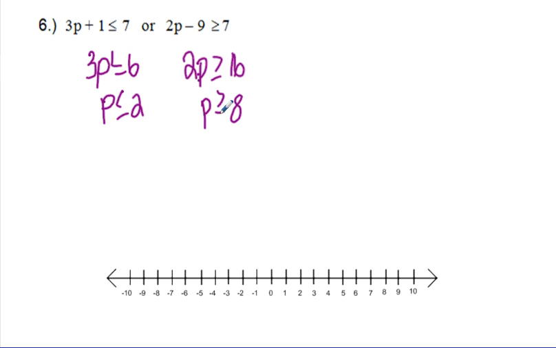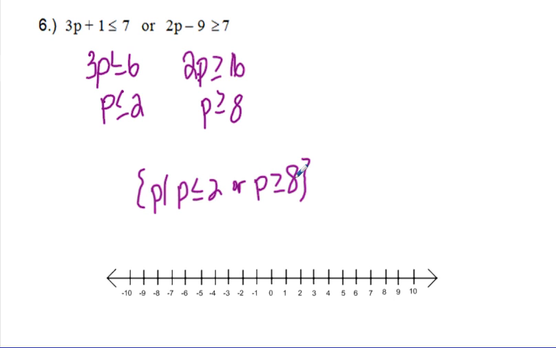For my set builder notation, I'm going to start off and define my variable and say p such that p is less than or equal to 2, or p is also going to be greater than or equal to 8.